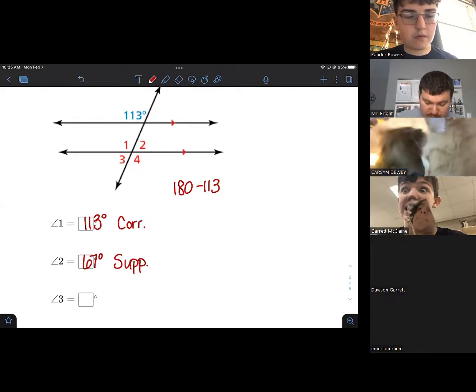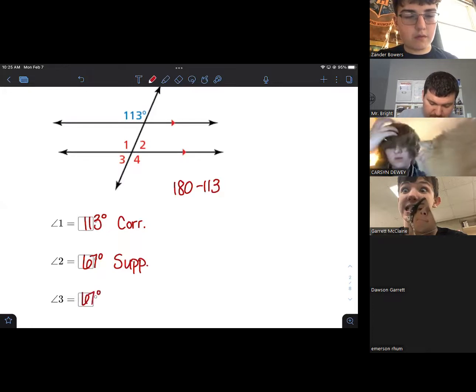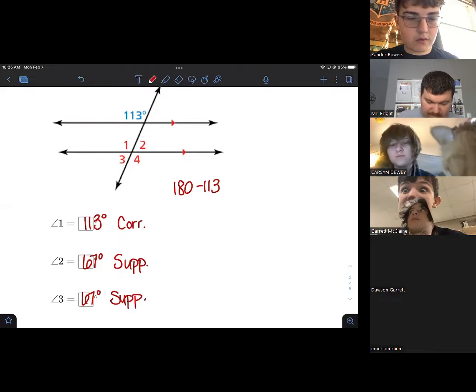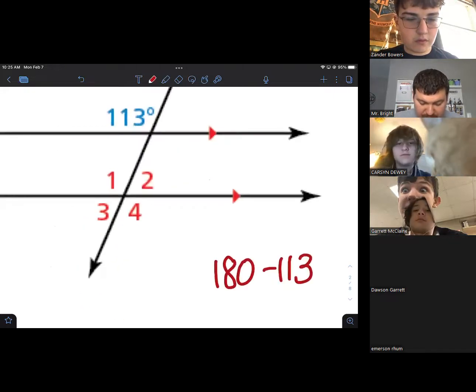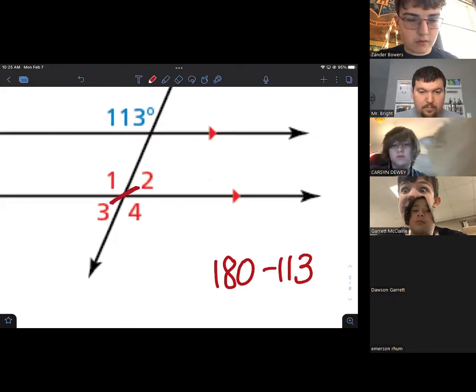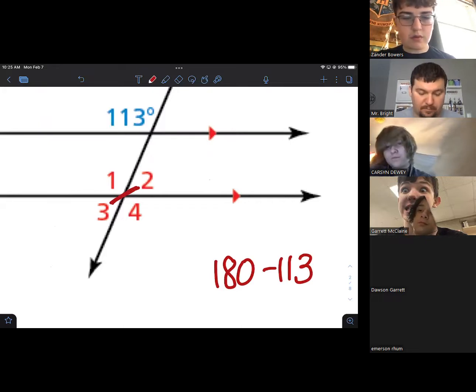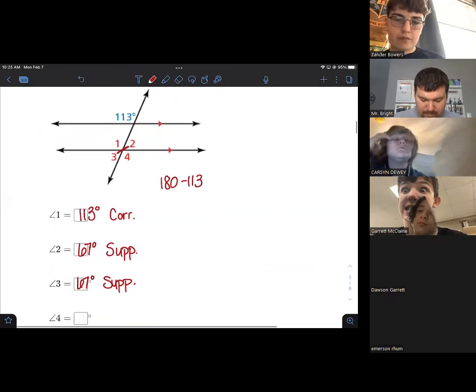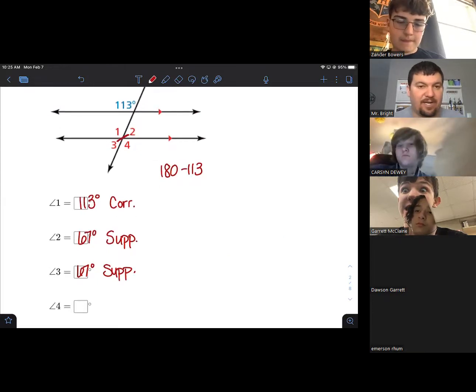In fact, angle 3 is also going to be 67 degrees because it's also supplementary to the given angle, although you can see it's actually vertical from angle 2. So angle 2 and 3 are going to be congruent because they're vertical to each other. Remember, vertical angles are another one of those angle relationships that makes them congruent. But I'm going to put supplementary because I'm relating it back to the given angle and not angle 2.